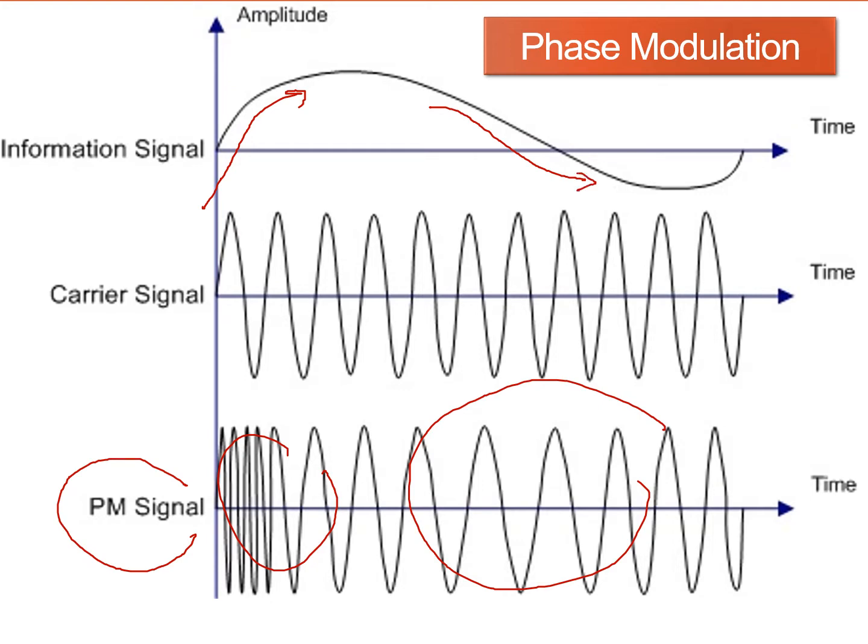And as mentioned in the definition, the phase of a carrier wave is altered according to the information signal, but the amplitude remains the same as the carrier.